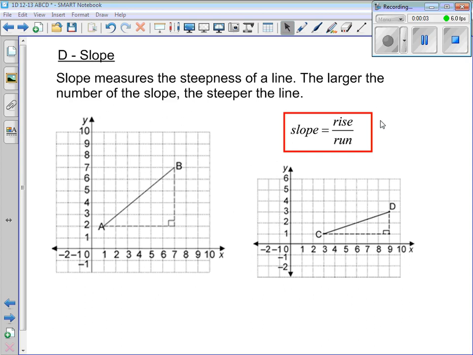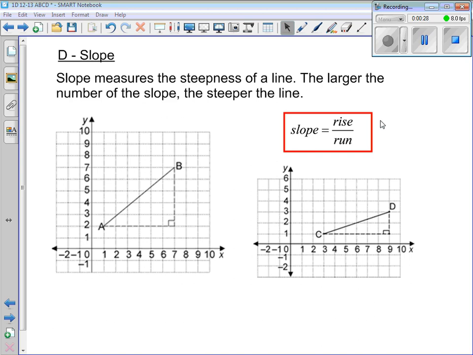So finally, in box D here, we've gotten to the concept of slope. And what is slope? Slope is just a number that measures the steepness of a line. So we've been interested in how steep a line has been because that tells us whether somebody's moving faster or slower. Here we're just going to find a way of calculating a number associated with it. And just like with speed, the larger the number of the slope, the steeper the line is going to be.